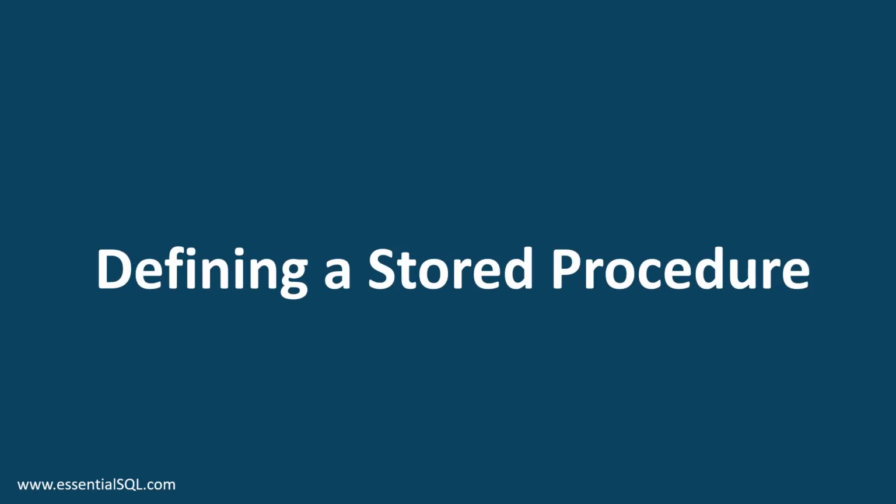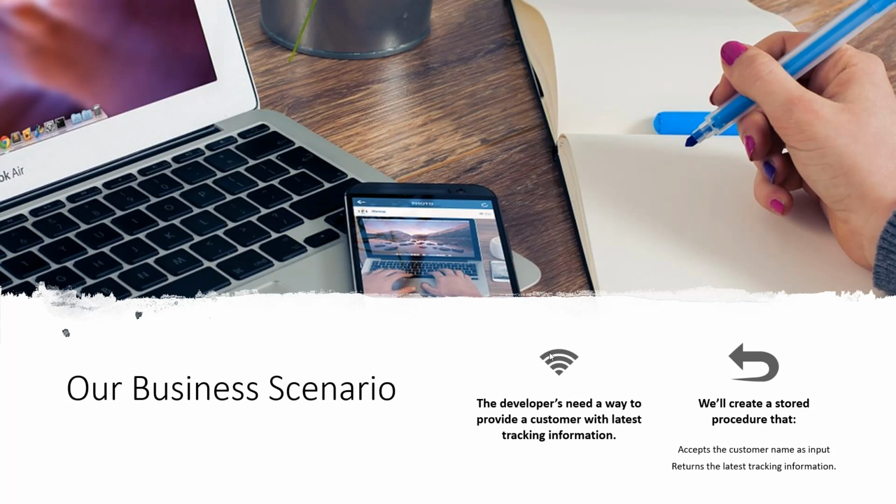In this lesson, we're going to walk through defining a stored procedure. So in our business scenario, our developer needs a way to provide the customer with the latest shipping tracking information. So what we're going to do here is create a stored procedure that will accept the customer's first and last name as input, and then we're going to return the latest tracking information.